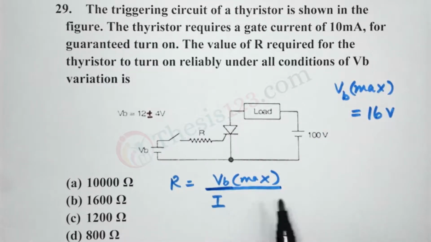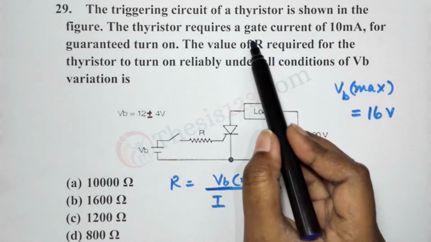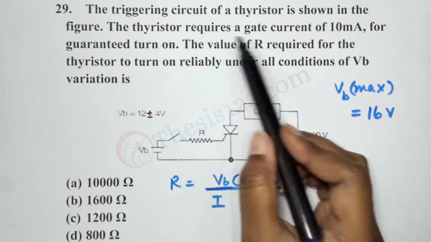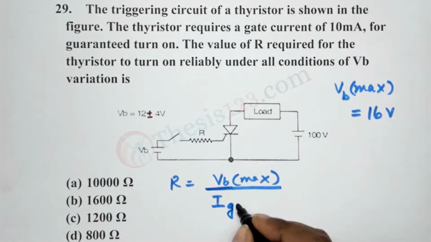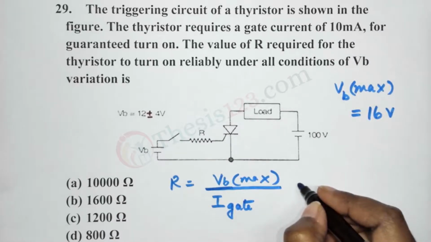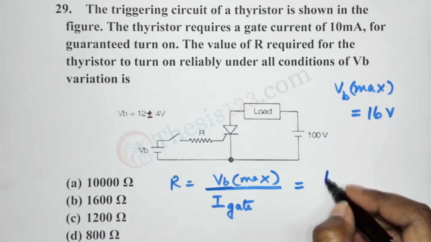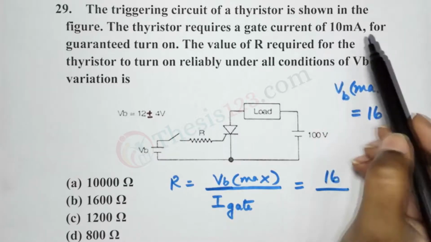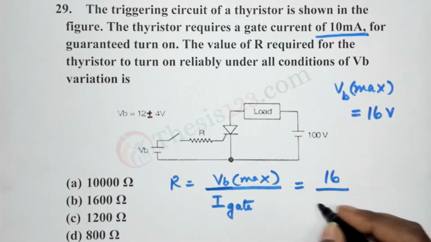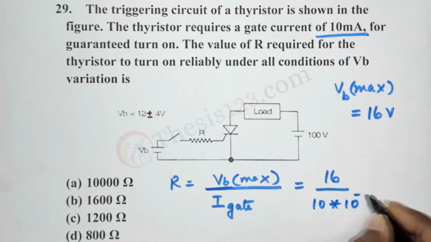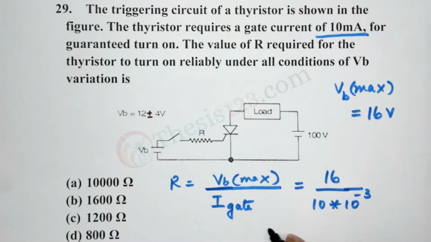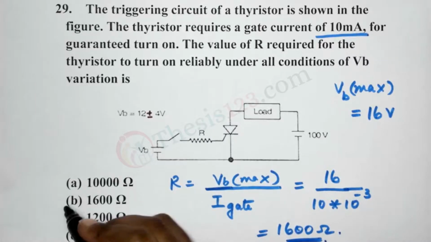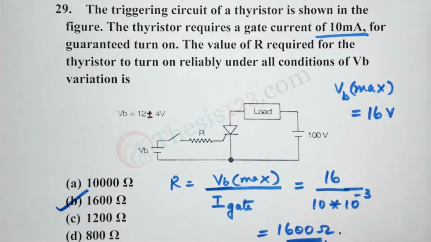And I here is the current given in the question, the thyristor gate current. So that's I gate. So what do we have the values over here as 16 divided by, now what is the gate current given? 10 milliamps. So that's 10 into 10 power minus 3. Now solving this gives us a value of 1600 ohms, which matches option B. So for this question, the answer is 1600 ohms.